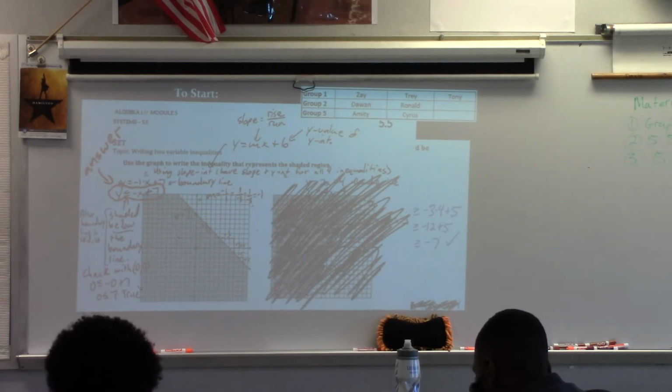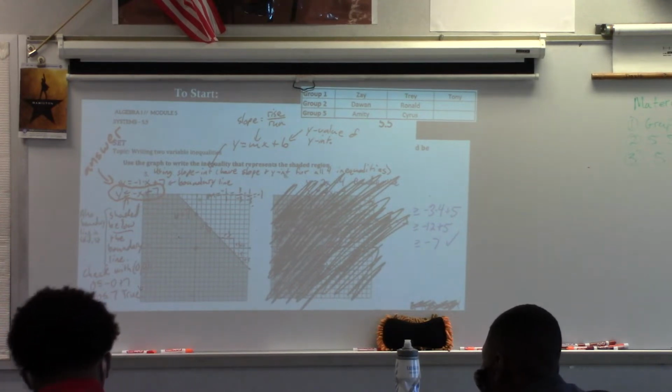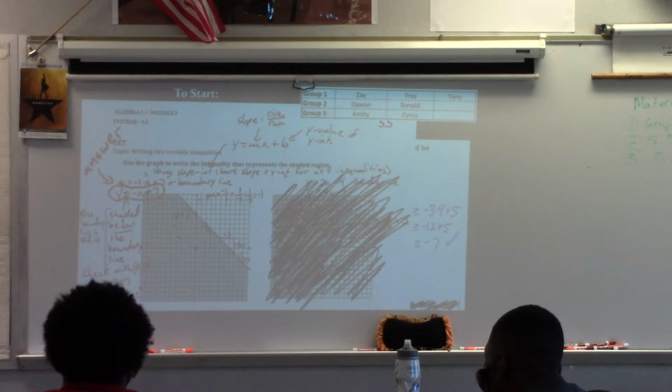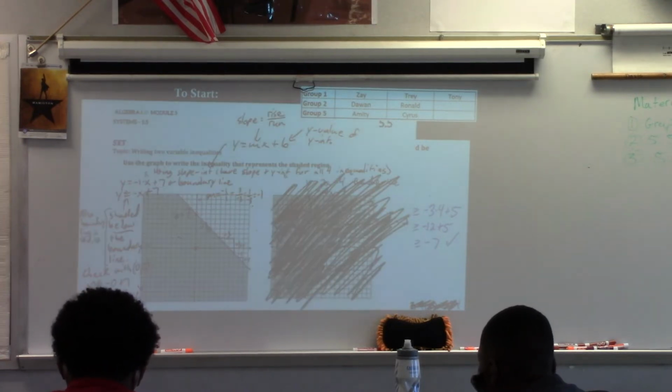Please hear me very clearly on this. If you are going to graph an inequality, what's the first thing you need to graph? The ultimate goal is to graph the inequality, but what tells you which half plane to shade? The boundary line. You need that boundary line first to graph, don't you? And then you either shade above it or shade below it. So if we're going to write this inequality, what's the first thing we need? The boundary line.